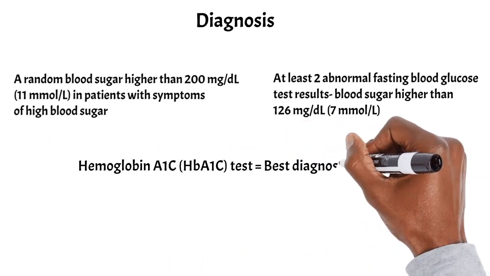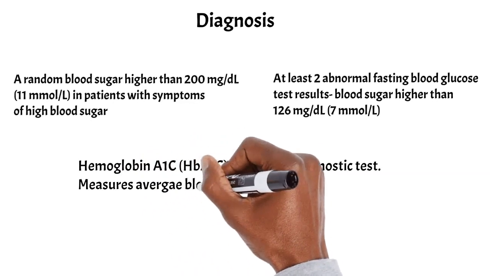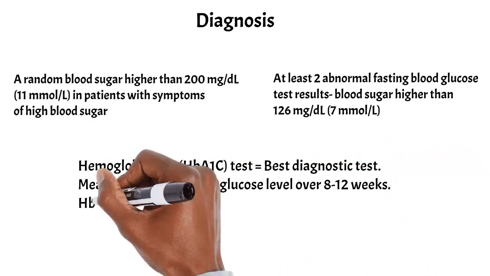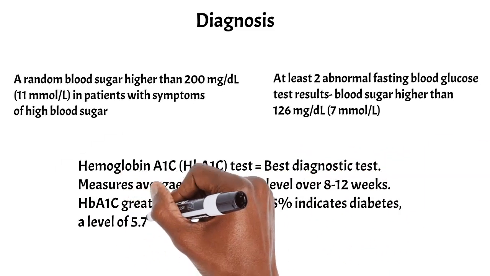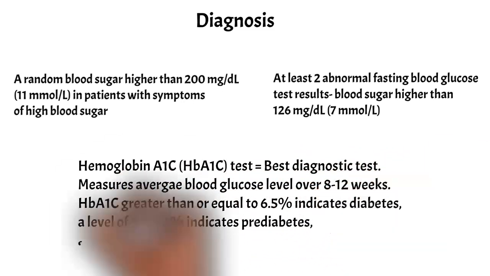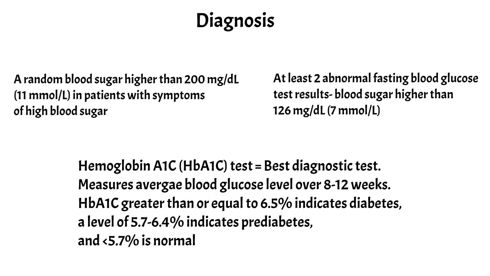But the most accurate test for diagnosing diabetes is known as the hemoglobin A1C test. This blood test measures the average blood glucose level over a period of 8 to 12 weeks. It can be checked at any time, therefore patients don't need to be fasting prior to the test. A hemoglobin A1C greater than or equal to 6.5% indicates diabetes. A level of 5.7 to 6.4% indicates prediabetes, and a level less than 5.7% is typically normal.